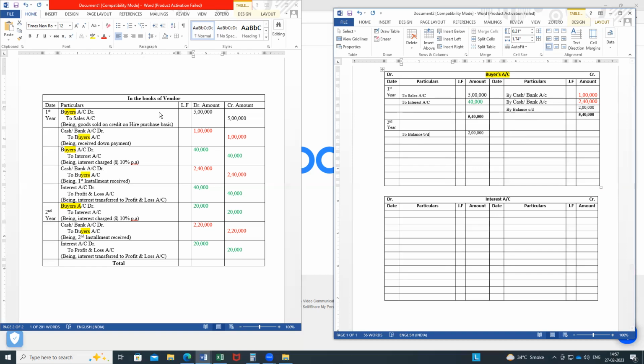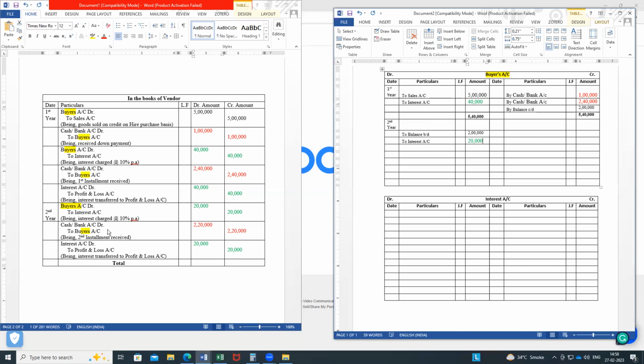Now we can go and check where exactly we can see the buyer in the next year. There are only two entries. One is buyer's account debit to interest account. So buyer's account debit to interest account, that is what we will write. And what is the amount? It is 20,000. So we will just write this 20,000 here.